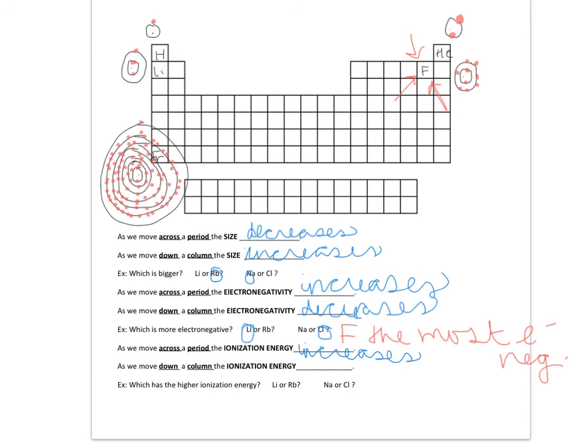Okay. As we go down a column, my ionization energy is going to decrease. You might ask, well, why does it do that? Well, it decreases as we go down. We look at lithium. Lithium has its electron close to its nucleus. That nucleus can pull on this electron.